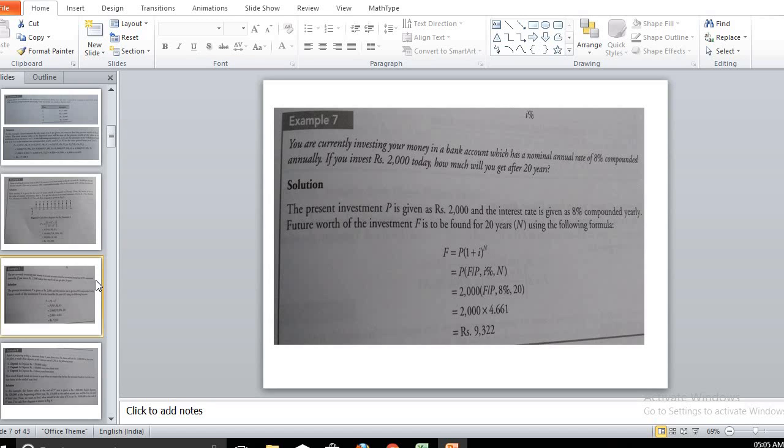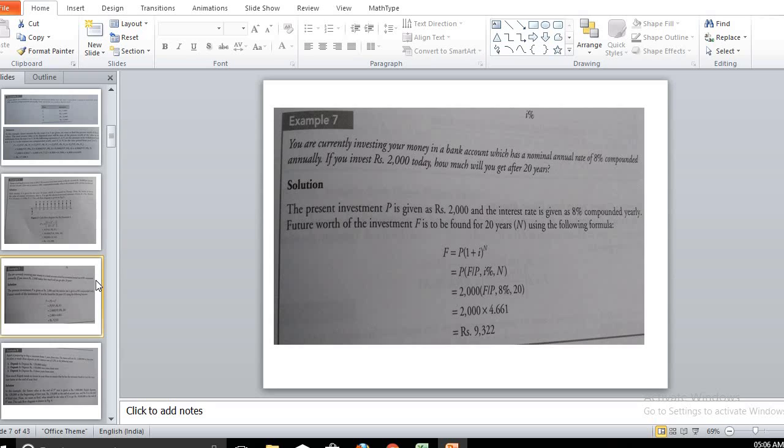The future worth is nothing but the amount of money with interest for a fixed period in the future. This future value can be found for a present investment as well as for uniform series payments. For a present investment or for uniform series payments, we can find this future worth value. And now we can find it like this.